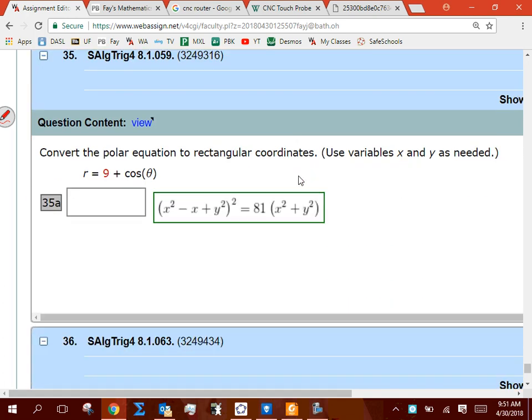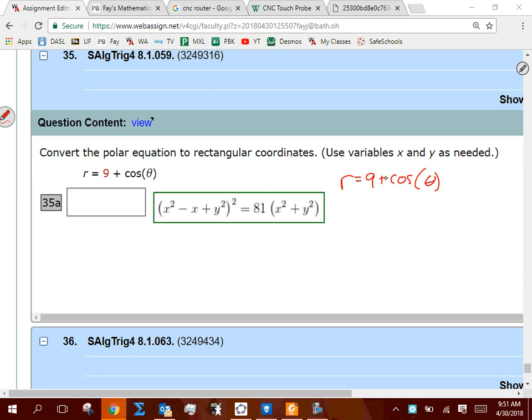This one here, this one's kind of ugly. It says convert the polar equation to rectangular coordinates. You've got r equals 9 plus cosine theta. And I believe this thing is going to be a limaçon with a dimple, I think, but it's a very shallow dimple, and it kind of looks almost circular when you graph this. But we should know that this is not circular form here. How do we go about doing this?